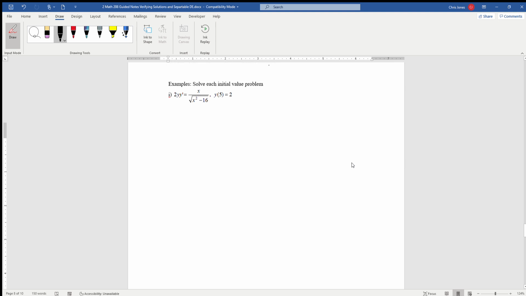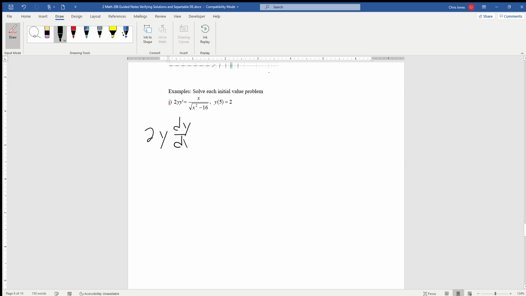Just like we did with a previous problem, y prime is going to become dy/dx. So we get 2y dy/dx equal to x over the square root of x squared minus 16. And then we can multiply both sides by dx to get to our separated form.